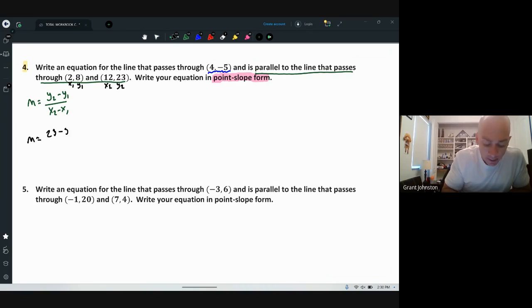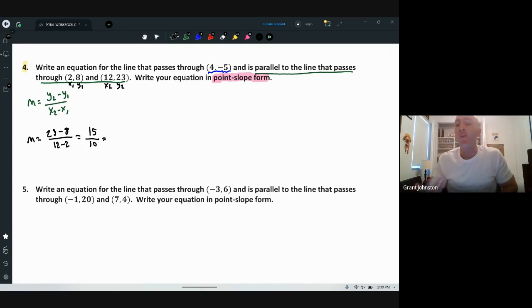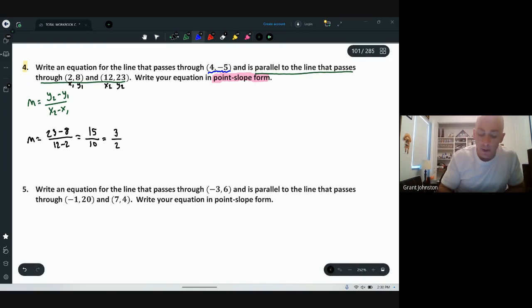So here we go. 23 minus 8 over 12 minus 2. That would be 23 minus 8 is 15. 12 minus 2 is 10. So 15 divided by 10 is 1.5, but I'm going to keep it as a fraction. I'm going to simplify that fraction. 15 over 10 simplifies to 3 over 2. So that's my slope. I'm going to underline that a little bit.